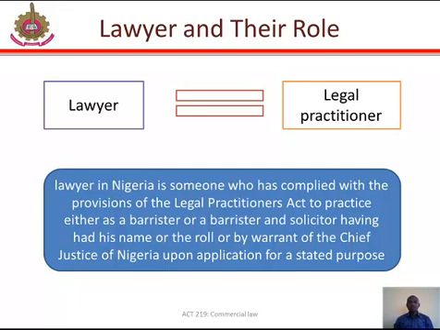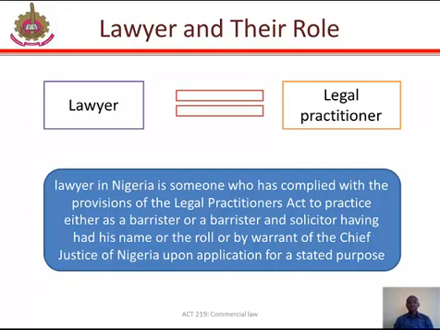Lawyers and their role. By virtue of Section 24 of the Legal Practitioners Act, Laws of the Federation of Nigeria 2004, legal practitioner means a person entitled in accordance with the provisions of this Act to practice as a barrister or as barrister and solicitor, either generally or for the purpose of any particular office or proceedings. Section 2, subsection 1 of the Act goes further to say that a person is entitled to practice as a barrister and solicitor if and only if his name is on the roll in compliance with the provisions of the Act.